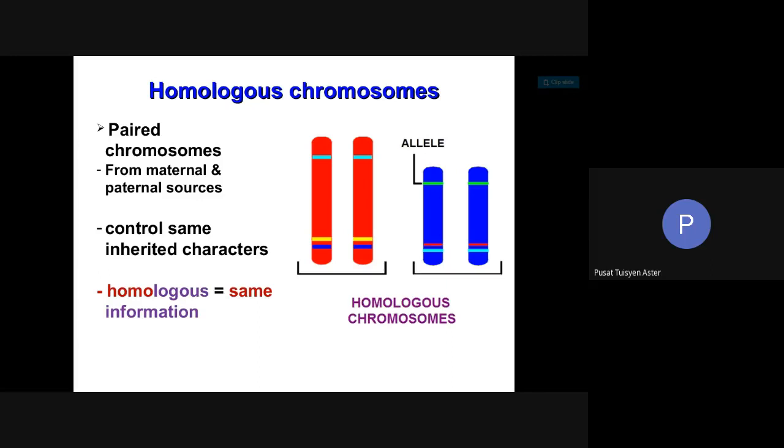So paired chromosomes from maternal and paternal sources, okay, you're going to get from your mother's side and then the father's side, control the same inherited characters. Homologous, meaning same information. So homologous chromosomes look like this, red and blue. Okay, LL is the special characteristic trait.